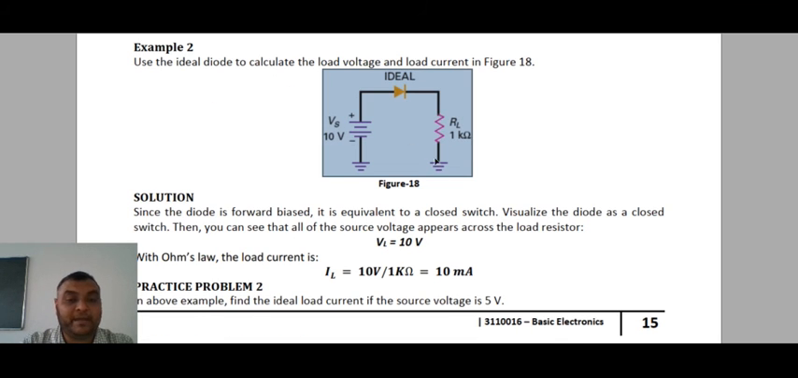Now if they need to calculate the load voltage and load current over here, so simply हम उसे कैसे सॉल्व करेंगे, कि भाई यहाँ पे एक तो ओपन सर्किट दिया गया हुआ है। Now here solution is given, since the diode is forward bias it is equivalent to a closed switch. Okay, so switch close हो गई है, visualize the diode as a closed switch, then you can see that all of source voltage, that means the voltage that is having the source, कितने हमारे पास वोल्टेज है सोर्स में, 10 वोल्टेज. So all of the source voltage appears across the load resistor.